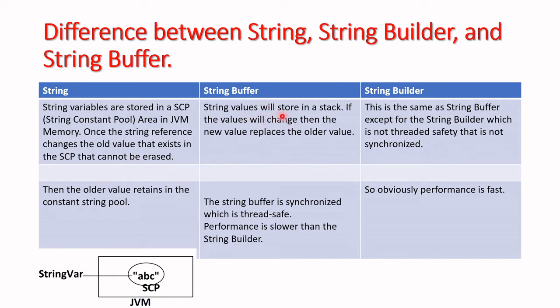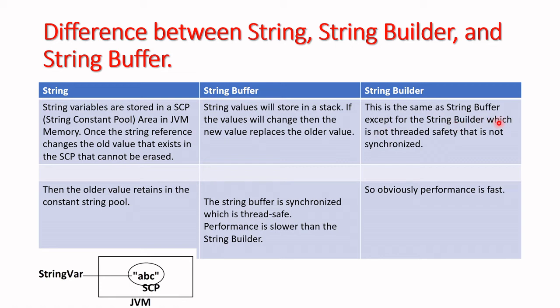So let's understand what StringBuffer is. StringBuffer is similar, but it stores the value in the stack. If the value changes, then the new value replaces the older value, right? And StringBuffer is synchronized, which is thread safe, and its performance is lower than StringBuilder, because one thread can access it only one time. If the environment is multi-threading, all the threads cannot access the same stack, the same value, right? So StringBuffer is slower than StringBuilder.